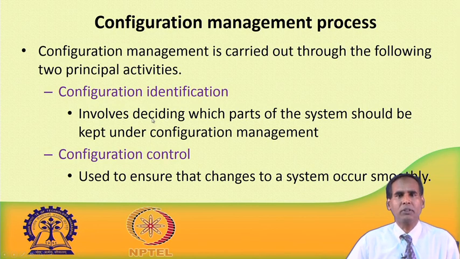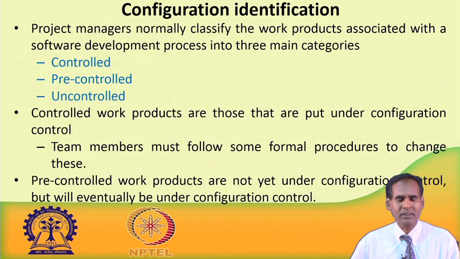Configuration identification involves deciding which parts of the system should be kept under configuration management, which items will be kept under configuration management, such as your SRS document, code, design documents, test plans, etc. And configuration control is the process used to ensure that the changes made to a system occur very smoothly. We will first see configuration identification in detail, and then we will see configuration control.